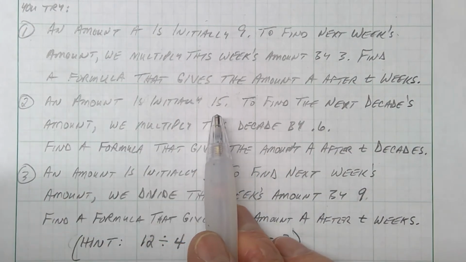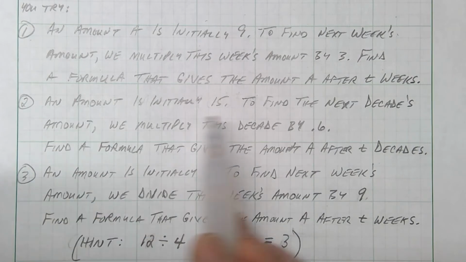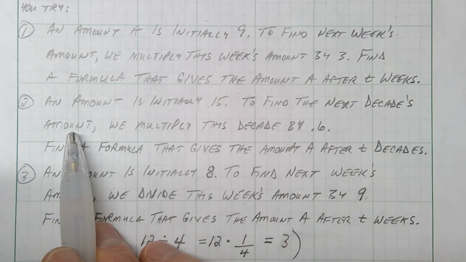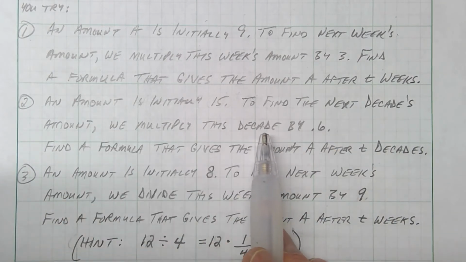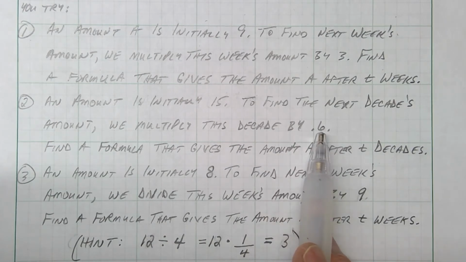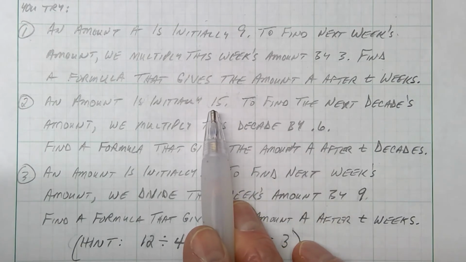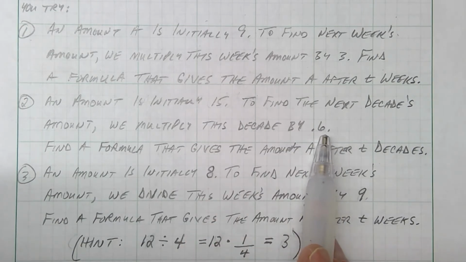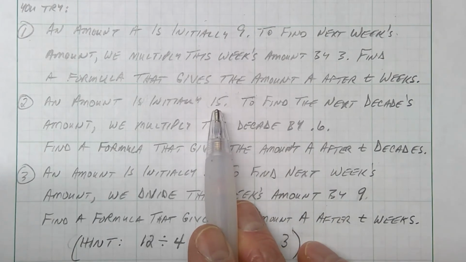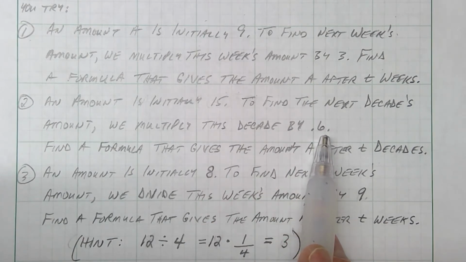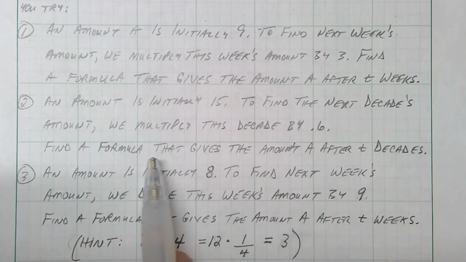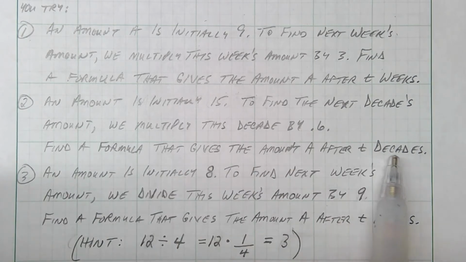Number 2, an amount is initially 15. To find the next decade's amount, a decade is 10 years, we multiply this decade by 0.6. Now notice that's less than 1. That's going to make the 15 smaller. Every time you take the 15 and multiply it by 0.6, it's going to get smaller. You can see that on your calculator. Just grab your calculator and do 15 times 0.6 and see what happens. It's going to get smaller. And then if you multiply it by 0.6 again, it's going to get smaller. That's decay.